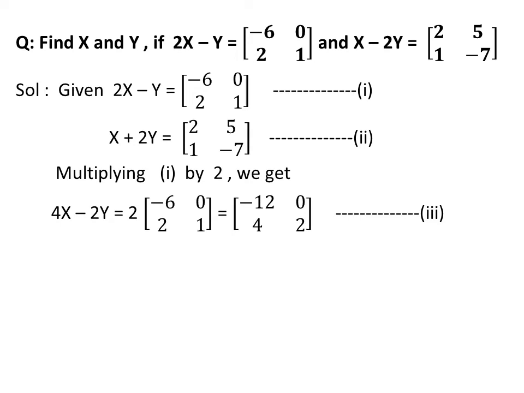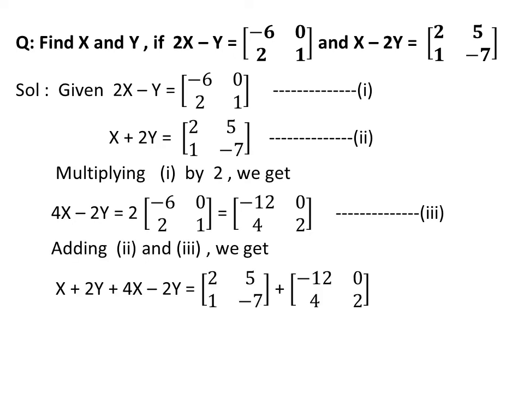We get 4X minus 2Y equals to 2 into a matrix with elements minus 6, 0, 2, 1. When we multiply each element of right hand side matrix with 2, we get new matrix with elements minus 12, 0, 4 and 2. Mark it number 3. Now, adding equation 2 and 3, we get left hand side equals to X plus 2Y plus 4X minus 2Y, and right hand side is equal to sum of two matrices of order 2 by 2.